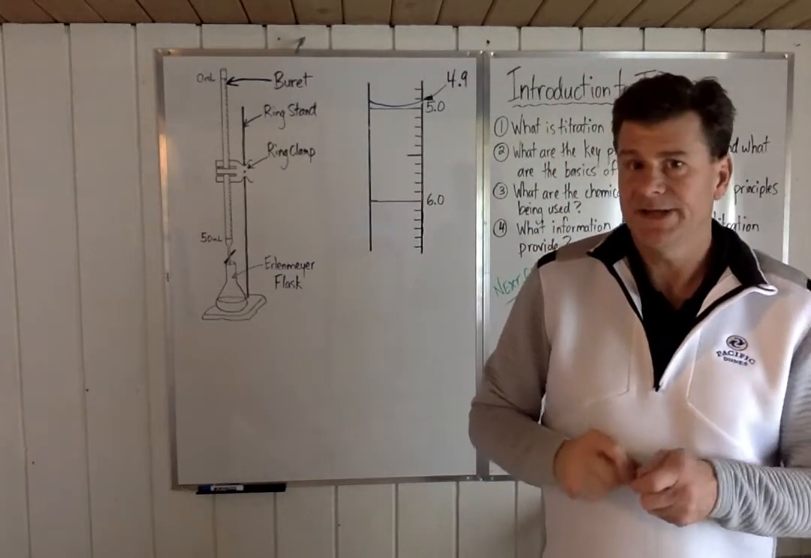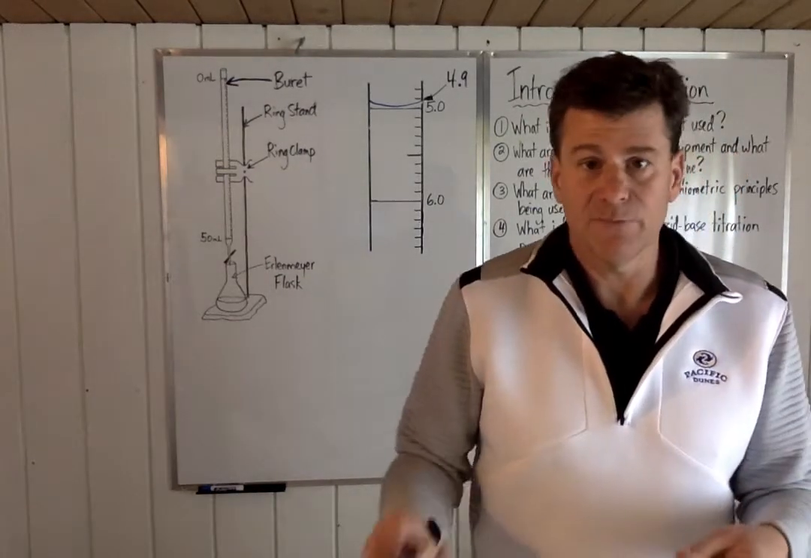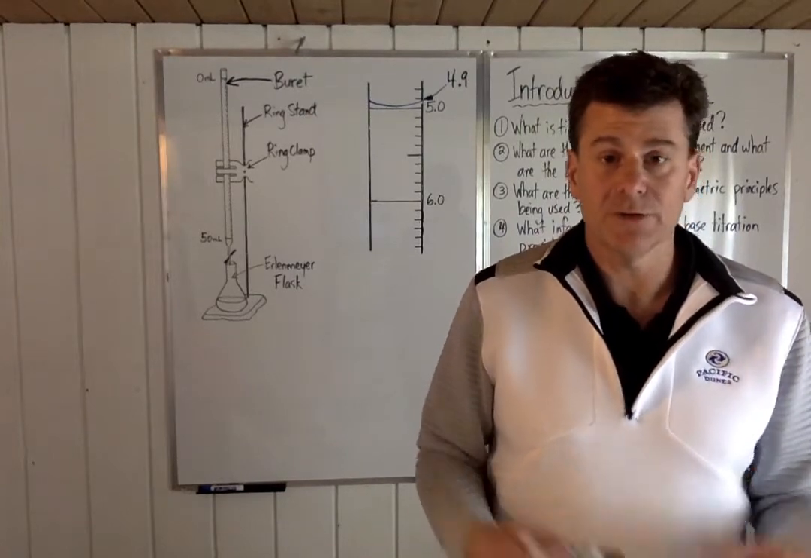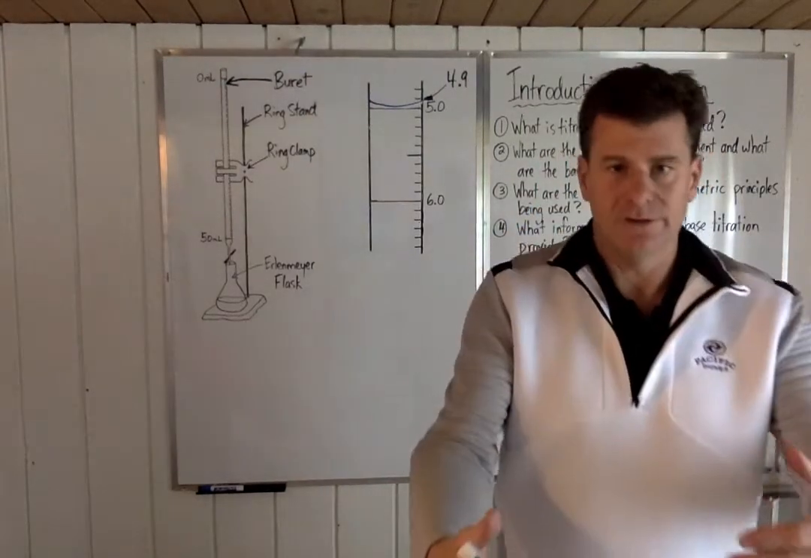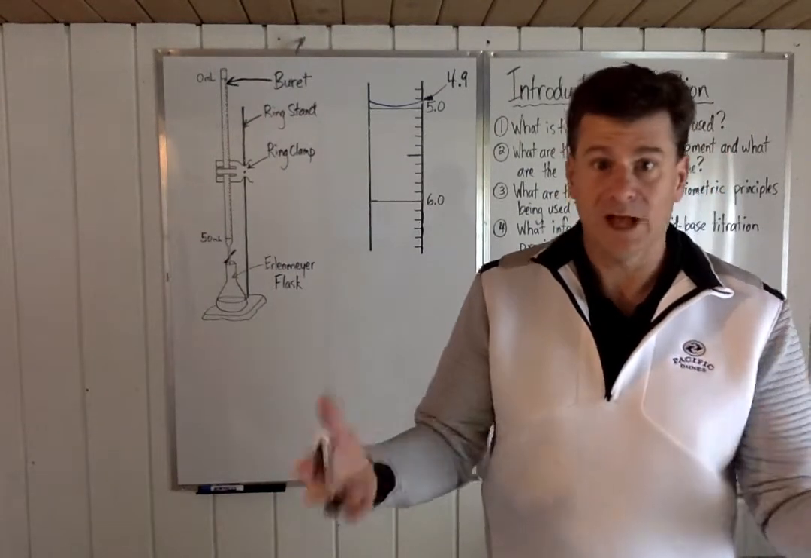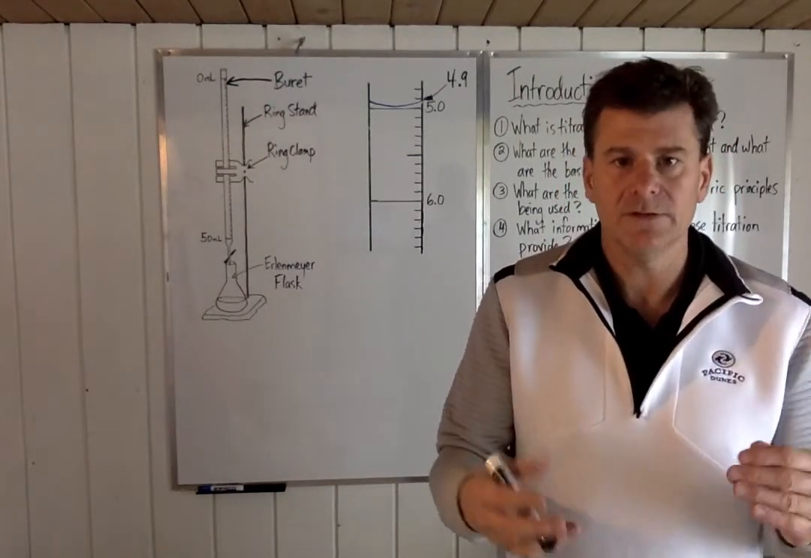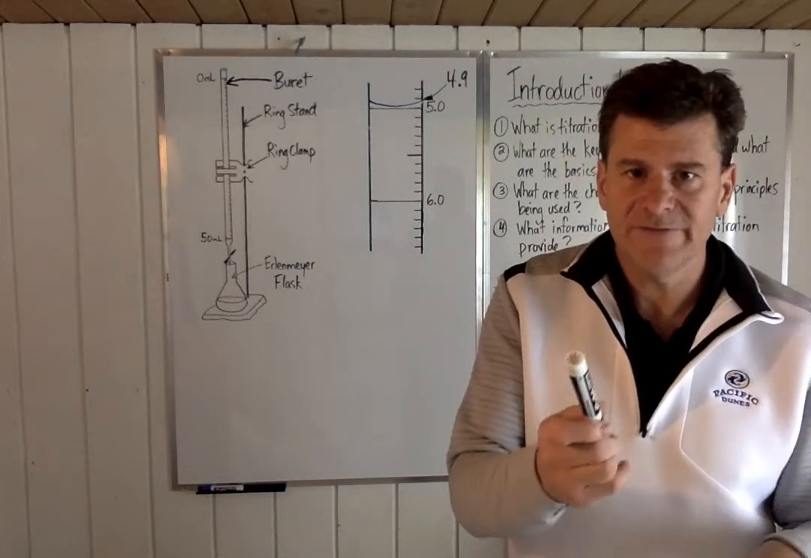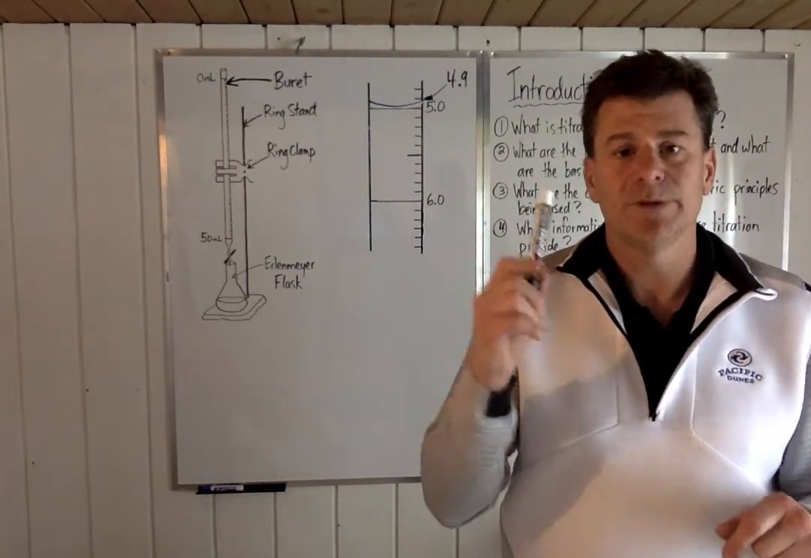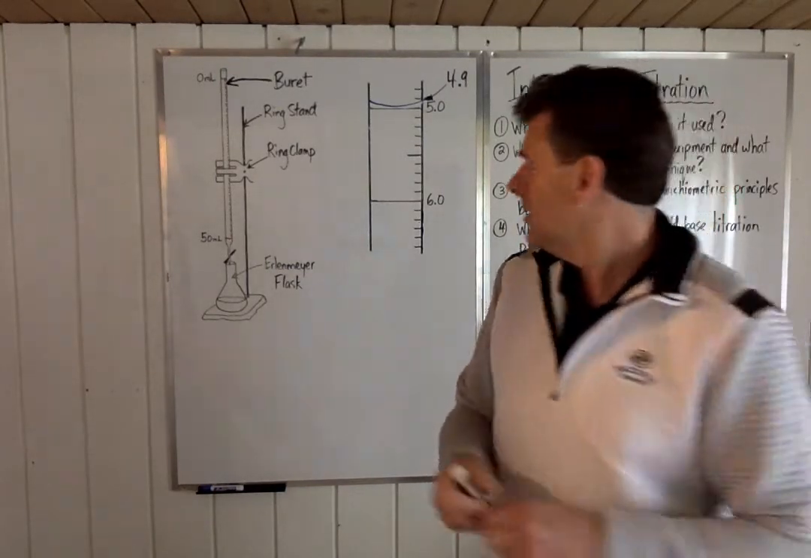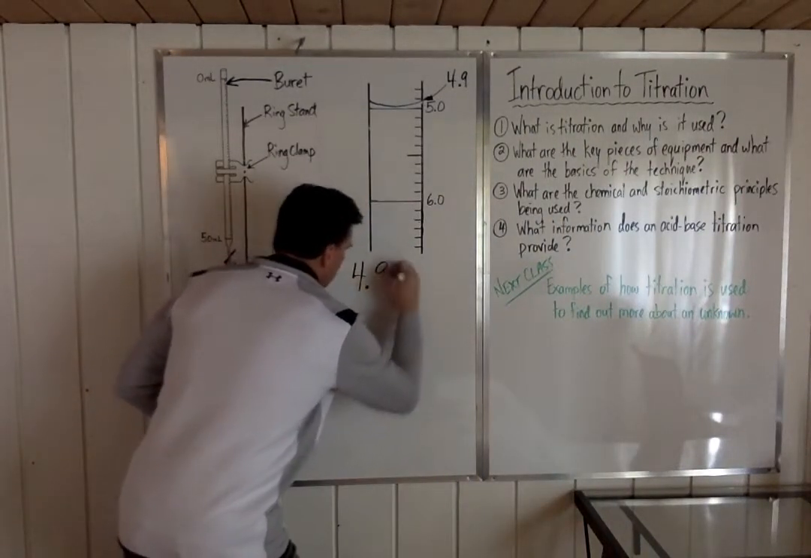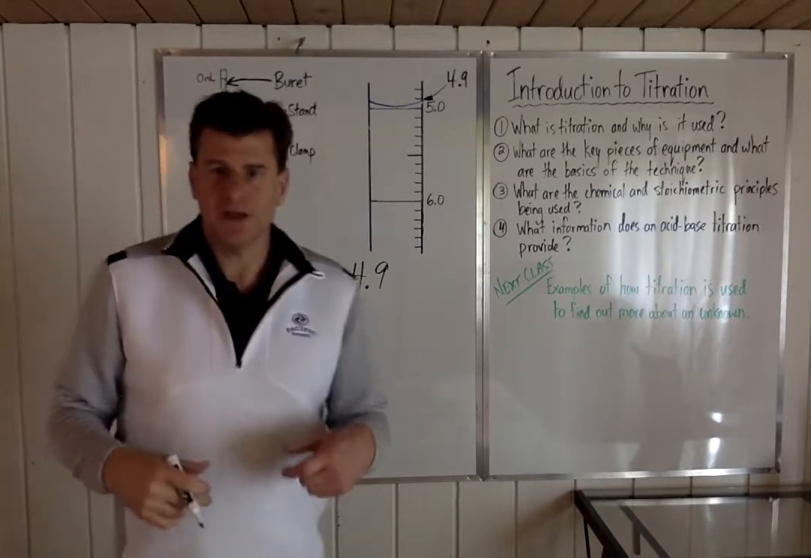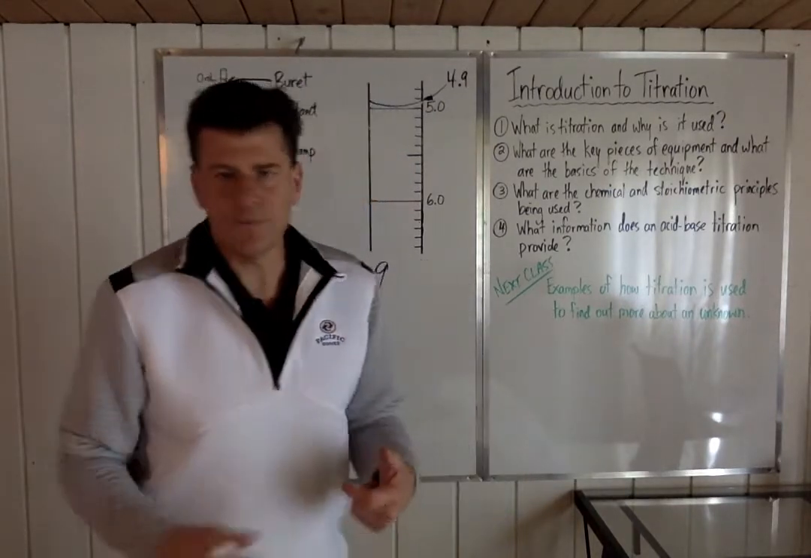So what do you write down? Well, you don't write down 4.9 and you don't write down 5.0. You don't take the one that it's closest to. The company that made the burette is certain that it's greater than 4.9, but smaller than 5.0. Well, what are all the things between 4.9 and 5.0?